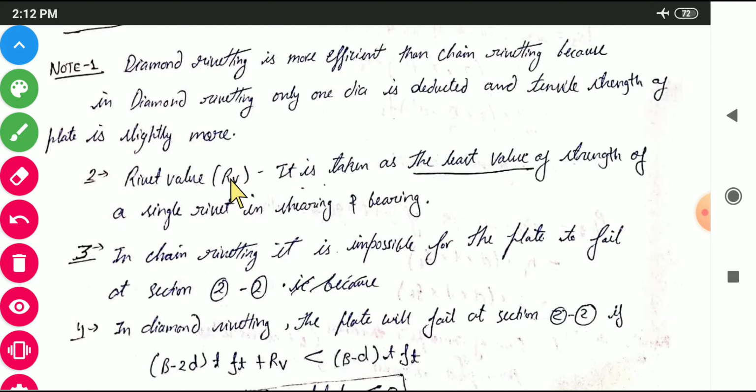And the next one is rivet value. So what is rivet value? It is taken as the least value of strength of a single rivet in shearing and bearing. We know that the rivet fails in shearing and bearing, so the rivet value will be the least of the shearing or the bearing value of the single rivet. Whichever is less will be the rivet value. Fine, we'll see an example.